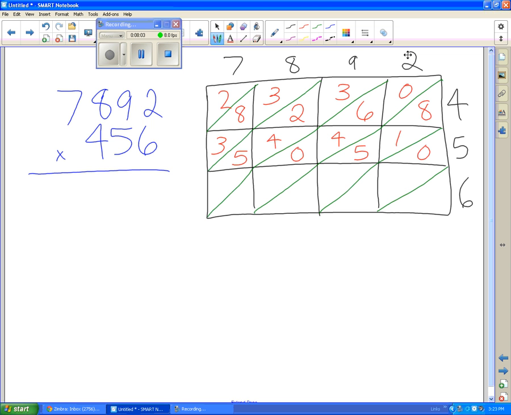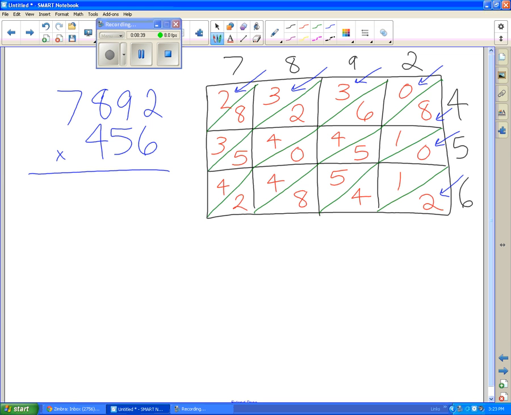All right, last row. The leftmost box, 7 times 6, 42. The next box to the right, 8 times 6, 48. Next box to the right, 9 times 6, 54. And the next box to the right, 2 times 6, which is 12. Okay, so now I can start adding the numbers together in each diagonal column. So I've got 1, 2, 3, 4, 5, 6, 7 columns going diagonally.